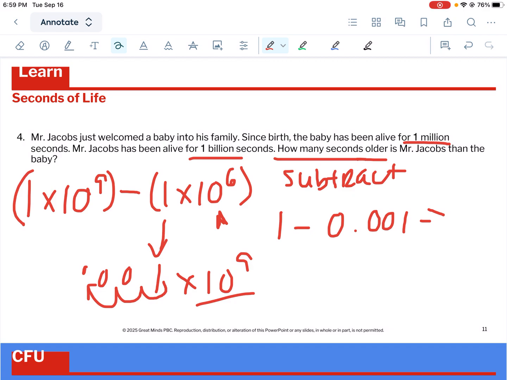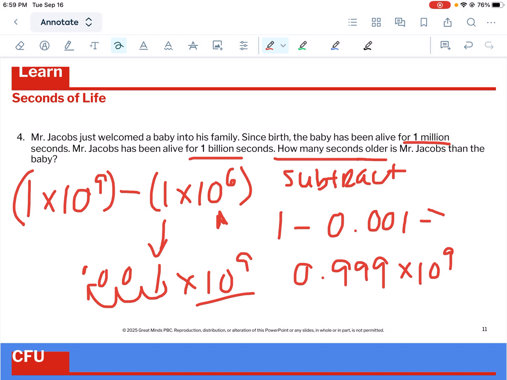But if you don't want to do all that work, you can just do 1 billion minus 1 million in your calculator and then put that answer in scientific notation. Now me, since I already set it up, I'm just going to take 0.001 away from 1, and that gives me 0.999 times 10 to the 9th power.